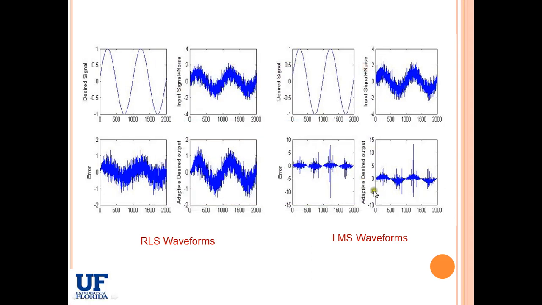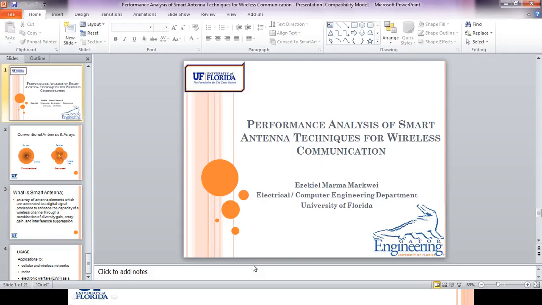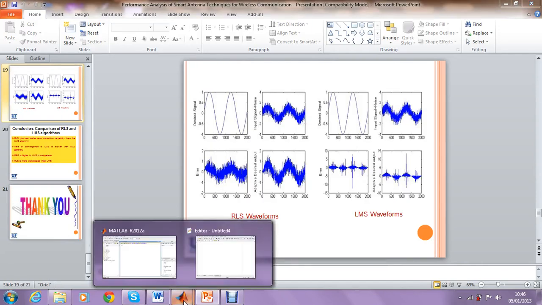You can obviously see from these two graphs that the recursive least squares is performing better than the least mean squares. To take you to my program.